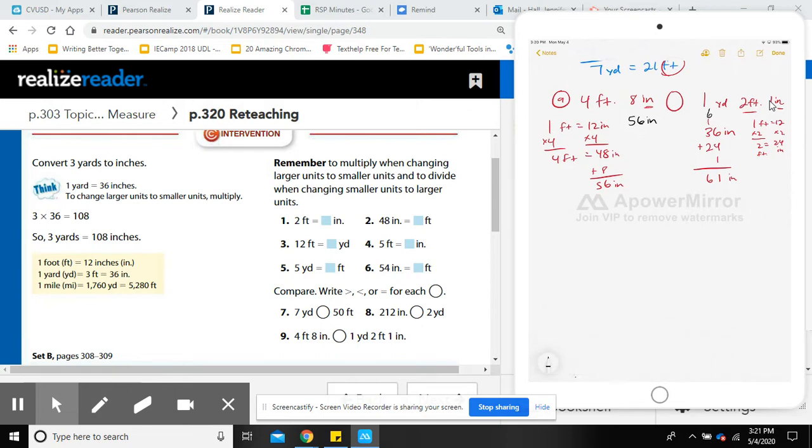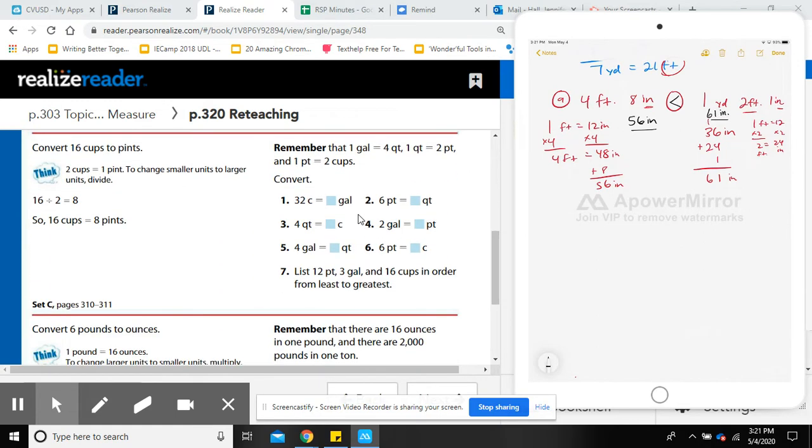So now I can compare the 56 inches to the 61 inches because we have the same units, right? And I know that 61 inches is greater. So 4 feet 8 inches is less than 1 yard 2 feet and 1 inch. Okay, so as long as you can get them to the same unit, that is fine. In this case, we could not change it all to feet because it would still have this inch over here. So it's probably best to change it to the smallest unit. And in this case, a yard is the biggest, feet are smaller, and then inches is the smallest.